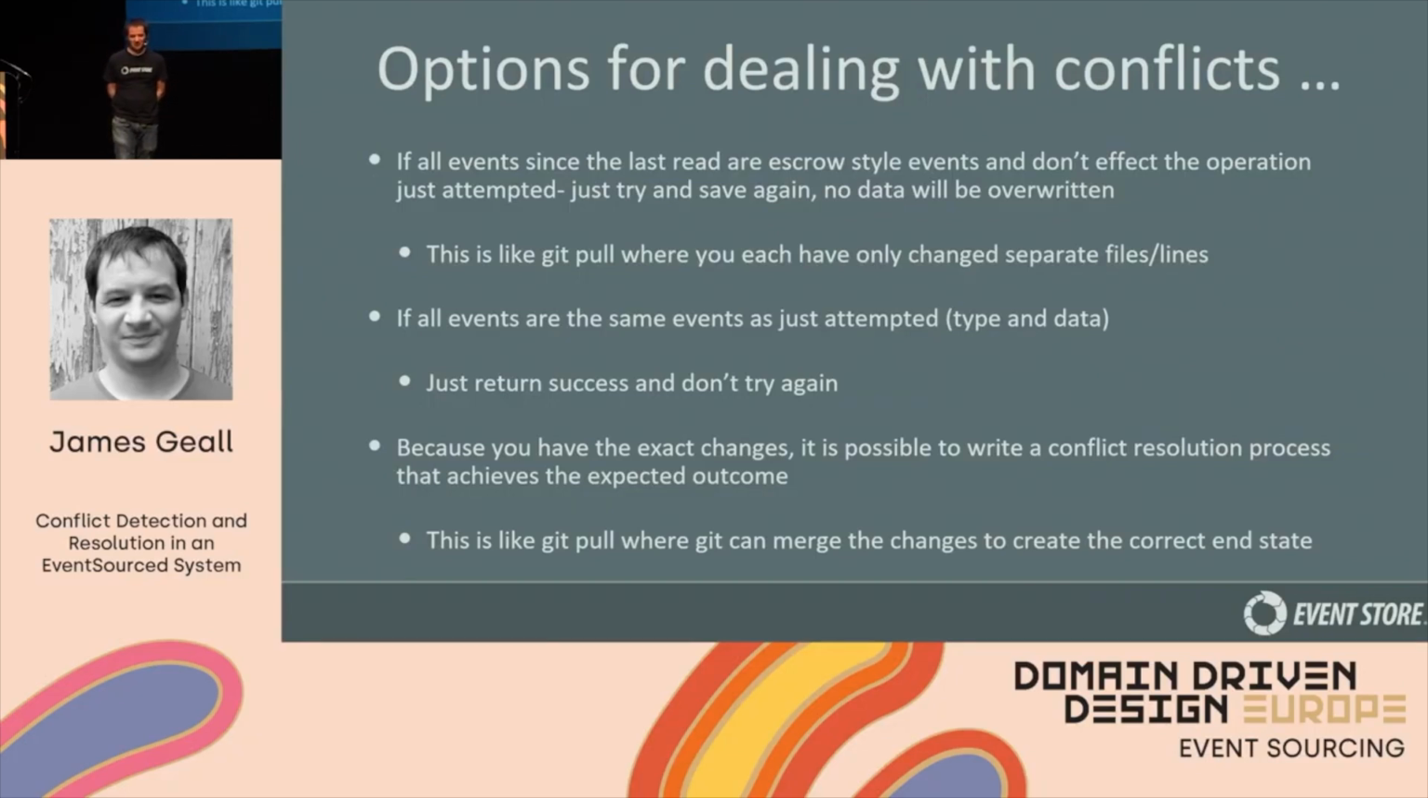So the first thing you can do: if all operations that have occurred since you last read your state are escrow, and you determine that by understanding your application, there is no event store product out there that will ever be able to understand your application without you telling it something. So you have to do that work. You can just go ahead and try to save the events again, because nothing is going to change the state to something it shouldn't be. You're not going to lose the history of what happened as you would in something like a document store or RDBMS. You have the full history. You know that those operations don't conflict.